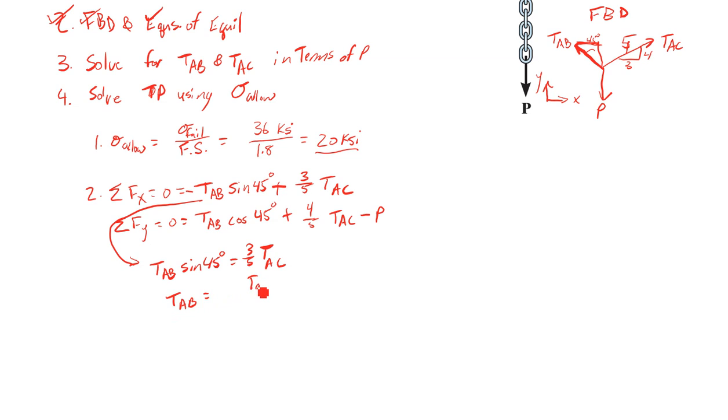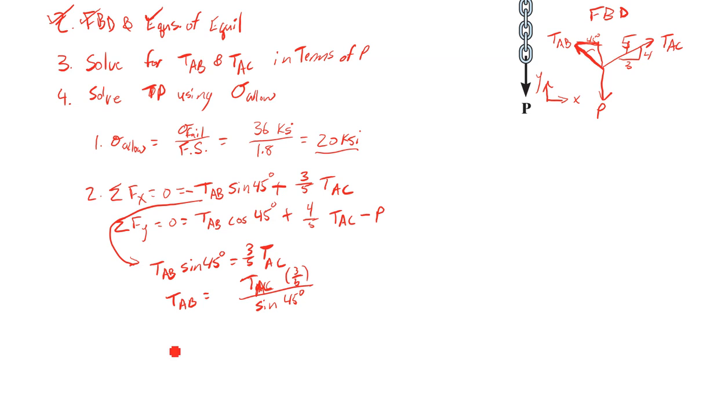We get TAC times 3/5. I got it a little messy. Divided by sine of 45, and in the y direction, subbing that into here.